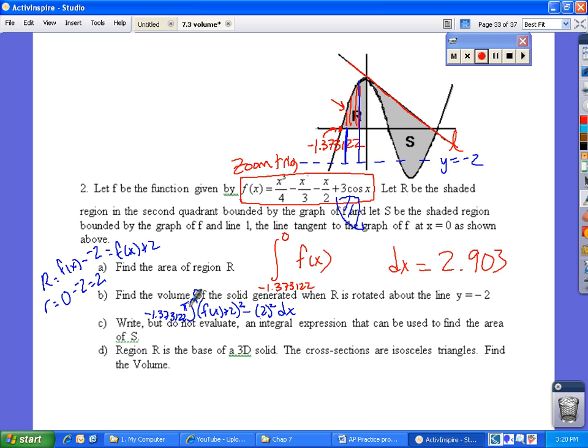Don't forget about the pi up front. That's really important. So when I type this all into my calculator, I get 18.8953, and that's pi. I'm not going to forget about that pi.